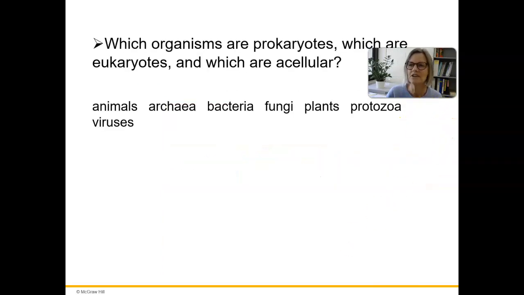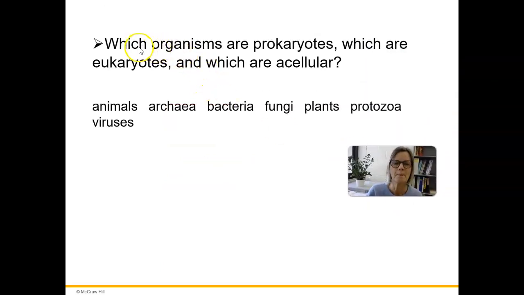So, oh, there's one of those little arrows. So that's showing you that this is a question in your lecture study guide. So in this list, which are prokaryotes, which are eukaryotes, and which are acellular? So think about that. Animals like us, eukaryotes. The archaea and the bacteria are both prokaryotes. Fungi, plants, protozoa, they're all eukaryotes. And viruses are acellular. So if you get your concept map down, you'll remember that, or you kind of look at those 3 domains of life.